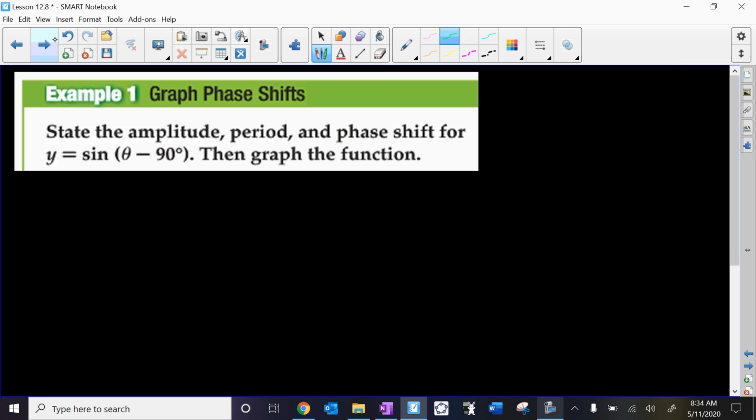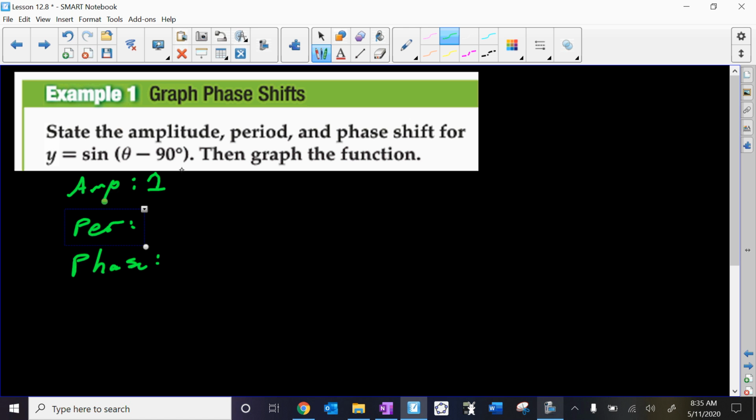Let's try one that deals with sine. It says state the amplitude, period, and phase shift for y equals sine of theta minus 90 degrees, and then we'll graph the function. We learned about amplitude and the period in the last section. Now we're adding in the phase shift. Again, we find our amplitude in front of our trig function. So this is really saying y equals 1 sine, so 1 would be considered our amplitude.